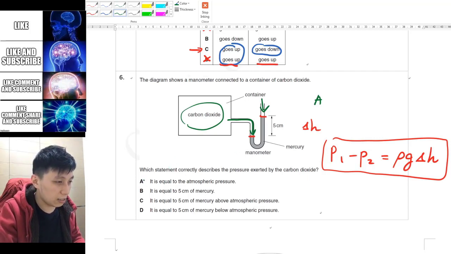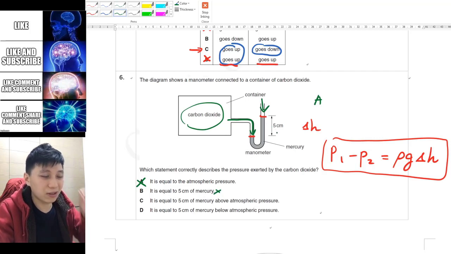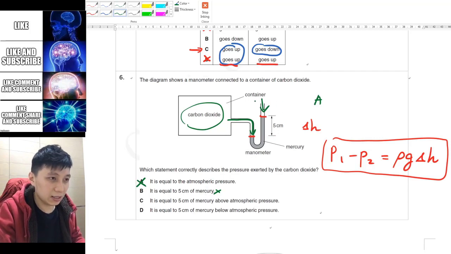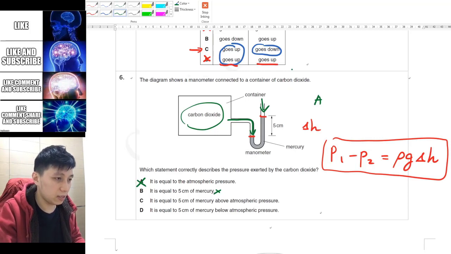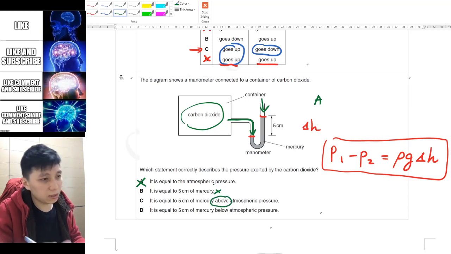So it must not be A, because if it is A, then the level will be the same. And it would not be B either, because it's about the difference, not exactly equal to 5, unless the other side is vacuum, then B will be correct, but obviously it is not. For C and D, as we said, this system has a greater pressure than the atmospheric, so above it. C will be the correct answer.